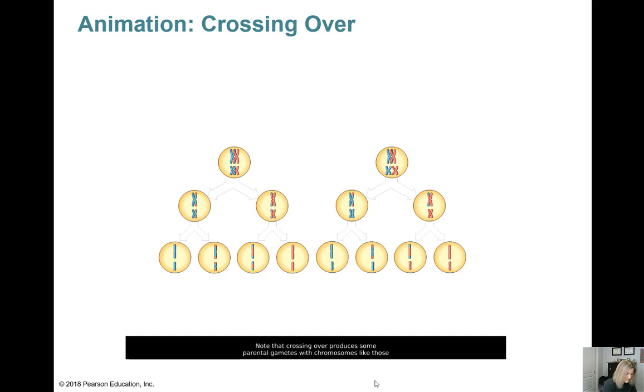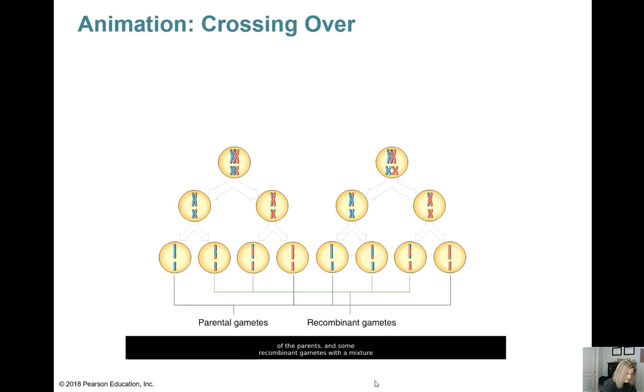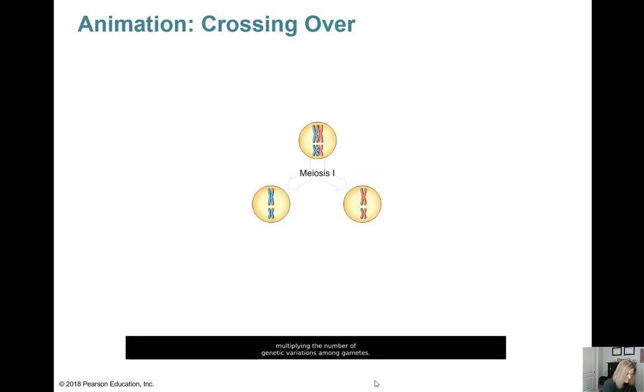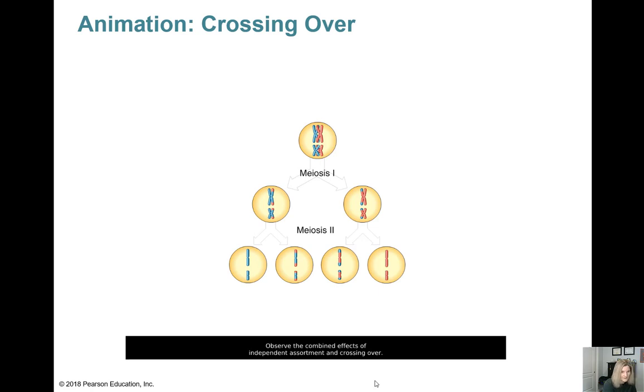Note that crossing over produces some parental gametes with chromosomes like those of the parents, and some recombinant gametes with a mixture of genes from both sets of chromosomes. Independent assortment and crossing over occur simultaneously during meiosis, multiplying the number of genetic variations among gametes. Observe the combined effects of independent assortment and crossing over.